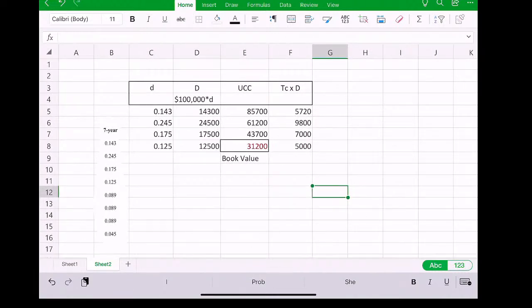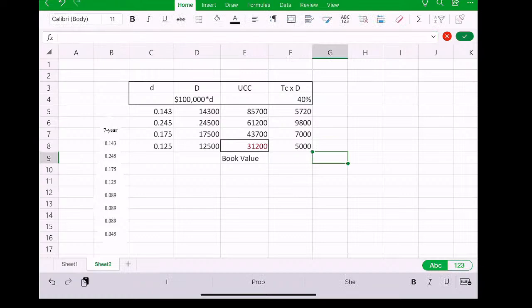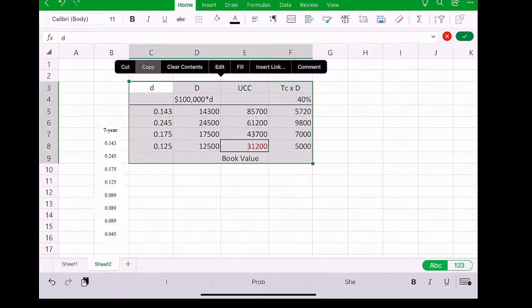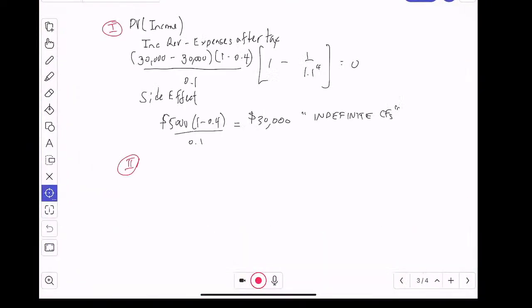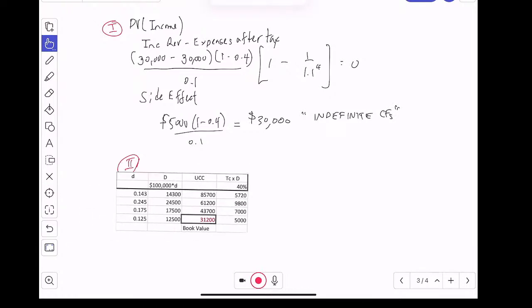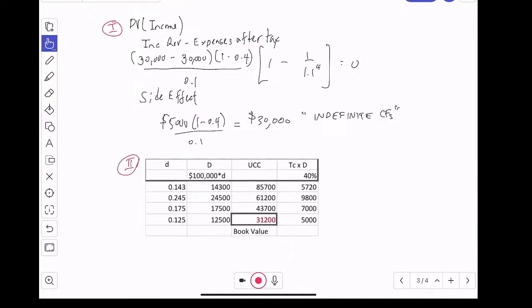So I just followed along the same, it was the same tax rate of 40%. It was the same depreciation schedule of 7 years. And my book value is then 31,200. So I can take this with me back to the case. Here we go.